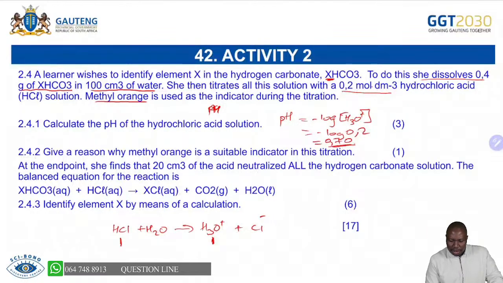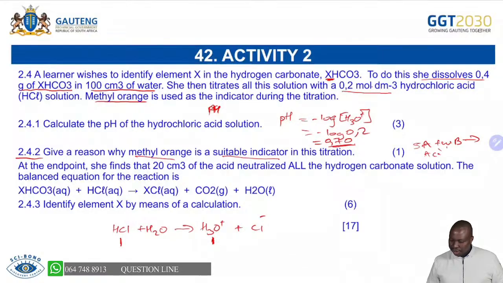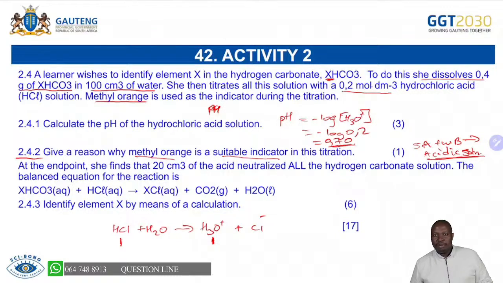Okay, 2.4.2, give a reason why methyl orange is a suitable indicator. I think I've indicated that to you. So, okay, this one is because it's a reaction of a salt of a strong acid and a weak base. Or you will say because it's a titration of, this is an acidic solution, and for this acidic solution we need methyl orange.